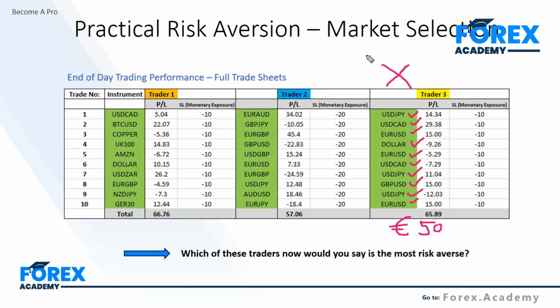And what we can see effectively, guys, is that trader 1 gets a big green tick because he's traded many different assets. He has kept his monetary exposure with stop loss. He has even cut some of his losers short and let some of his winners run. And he's obviously developed the full return of 66.76. So he is our winner of the day.